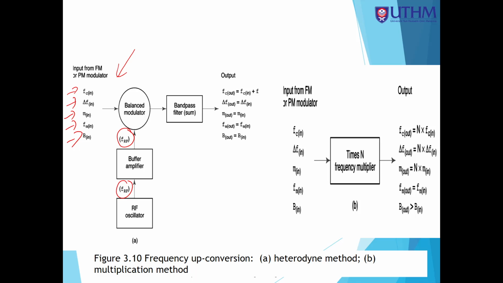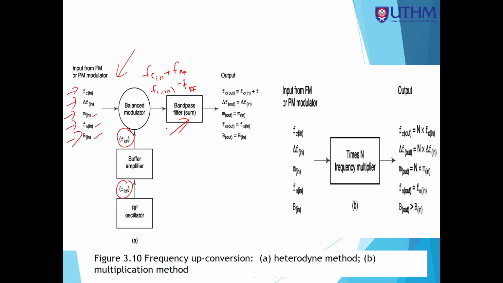So apa yang berlaku di sini adalah apabila masuk ke dalam balance modulator, you akan dapat FC in plus FRF dan juga you akan dapat FC in minus FRF. Ingat balance modulator dia buat proses darab, so you akan dapat upper sideband and also the lower sideband. Manakala yang lain ini tidak berubah, nilai M, modulation index, delta F, FM dan juga bandwidth tidak berubah.